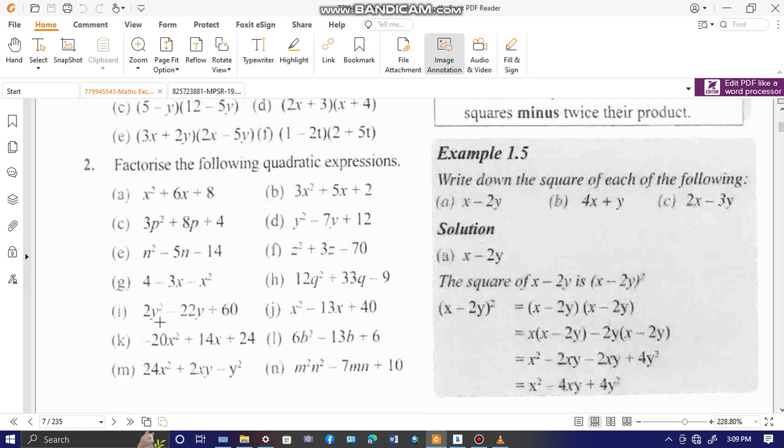In the example in our example menu, we should factorize negative 20x squared plus 14x plus 24.